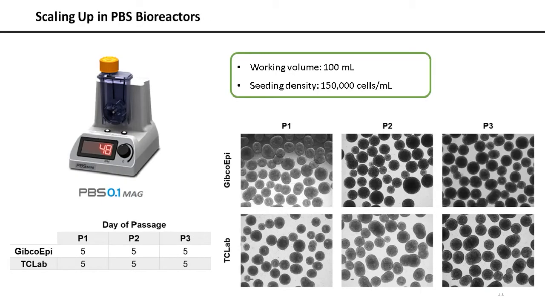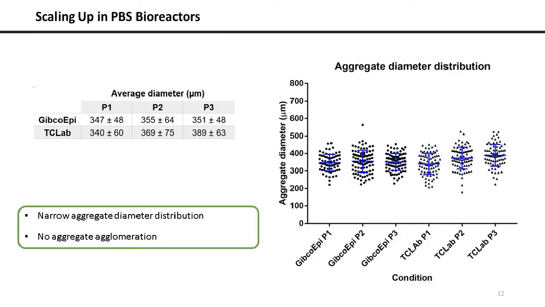as the PBS bioreactor. For that, we use the PBS 0.1 MAG, which has a working volume of 100 mL, and we use the same seeding density and the same protocols. The only difference here is that for each passage, we established a limit of 5 days between dissociating the cells and seeding them again. At first glance, we can see that the population appears to be even more homogeneous than the ones that we obtained in the orbital shaker, and we were able to verify that by doing the aggregate diameter distribution.